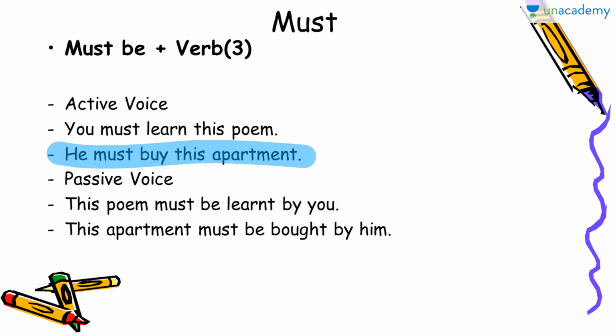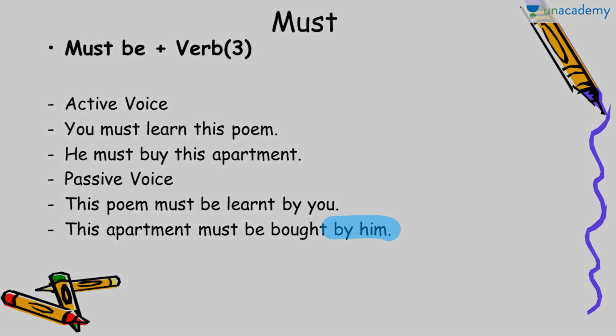He must buy this apartment. It is in active voice because who is buying the apartment? He. It is in the starting. Then must is there, buy is the first form, and this apartment is the object on which work is done. This apartment will come in starting when we change it to passive. Then must is placed, after that be will come, buy will become bought because bought is third form of buy, and at last by whom it is done? By him. We will place it at the end of the sentence.